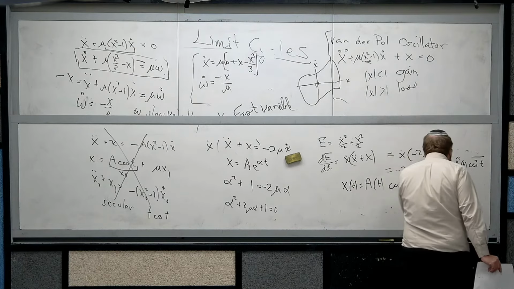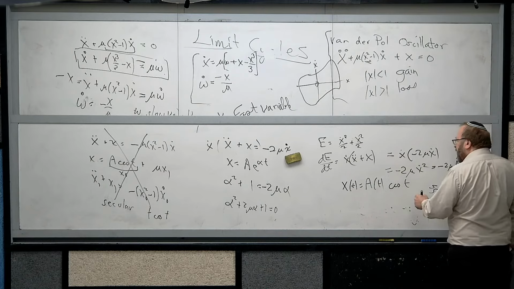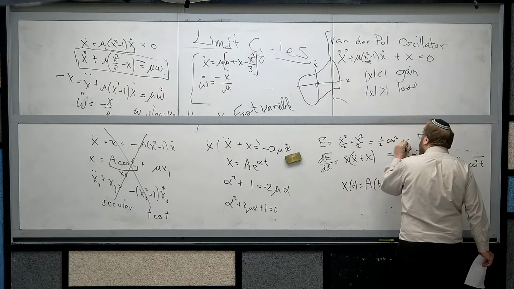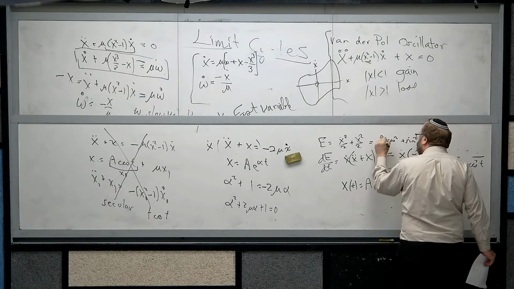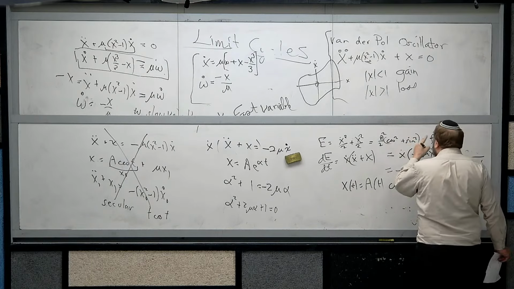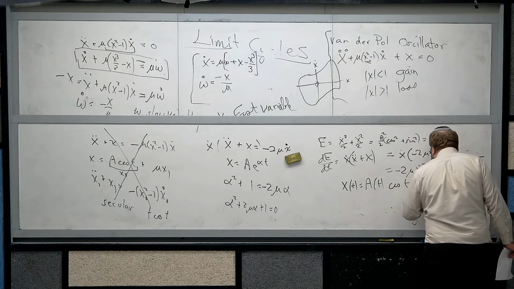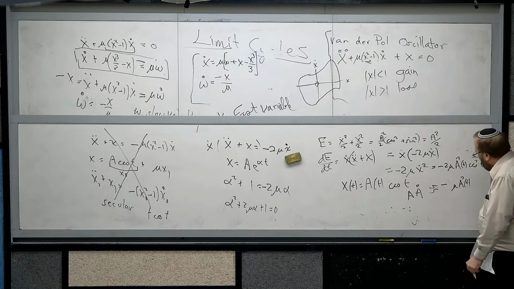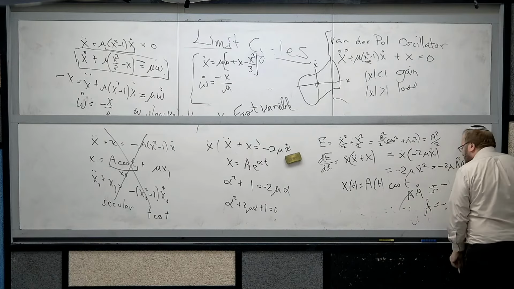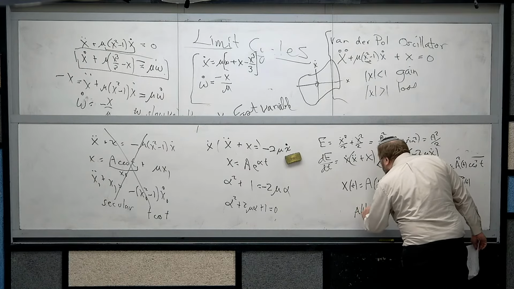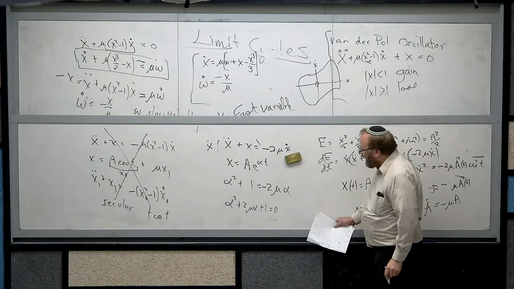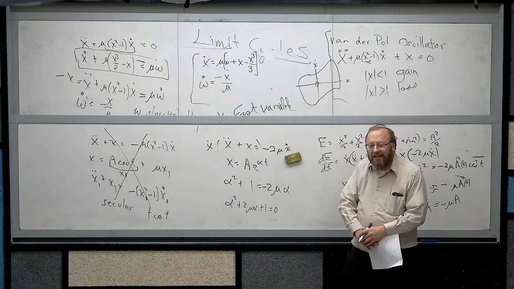Now, the energy is 1/2 cosine squared plus sine squared times a squared, so this is a squared of t over 2. Therefore, dE dt is a a dot. Drop one of the a's, and you get that a dot equals minus mu a, or a of t is a naught e to the minus mu t, which is exactly what we found from the exact solution.